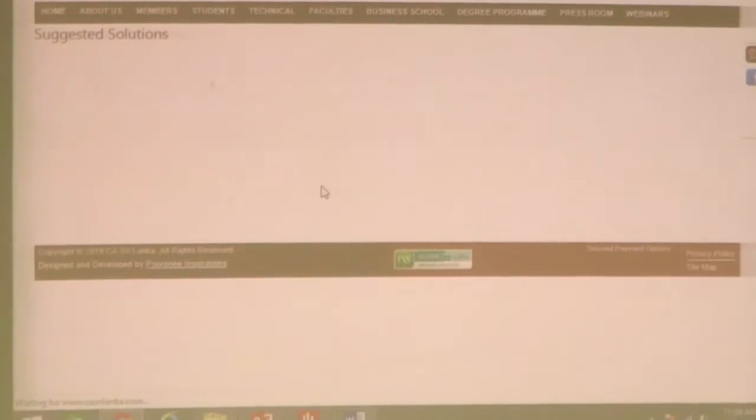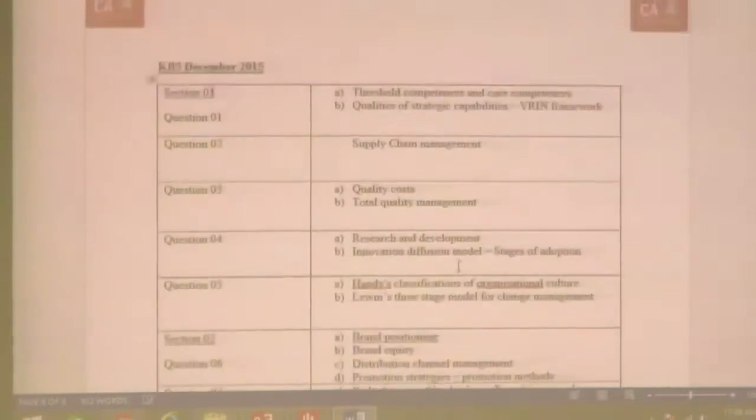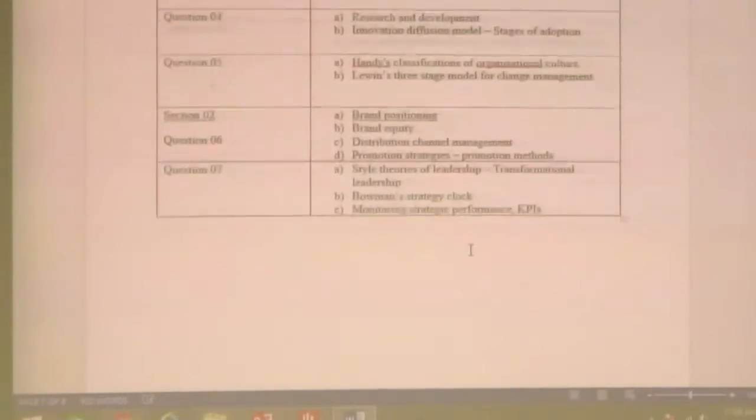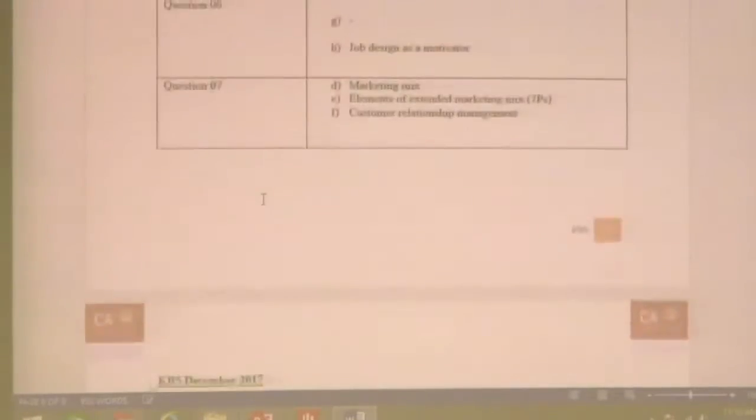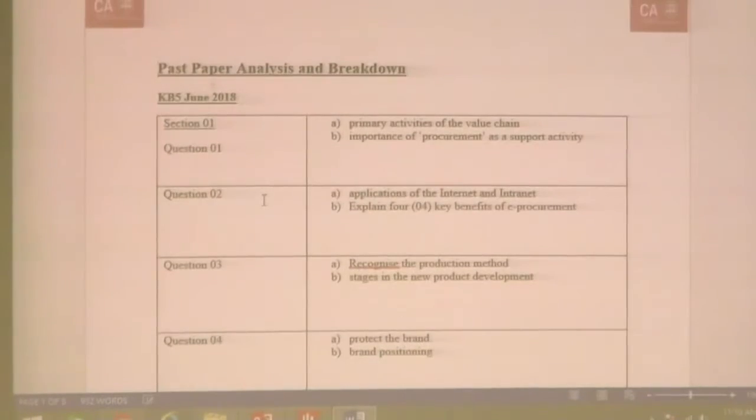So I would always encourage all the students to read the suggested solutions. You will get a lot and you will understand the structure of it. The very moment you start reading the suggested solutions, you will get the hang of it. I think it's taking some time. Anyway, you can go through my document also. This is what I have prepared for you. And as I said, KB5 2000, until June 2015, I have listed down every requirement in the past papers. So that is a very important thing to note.